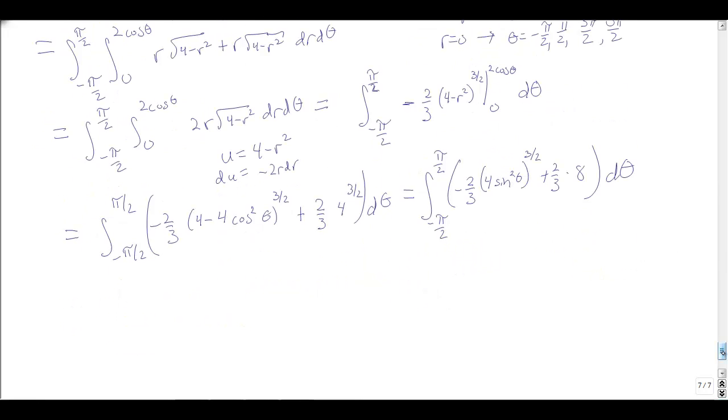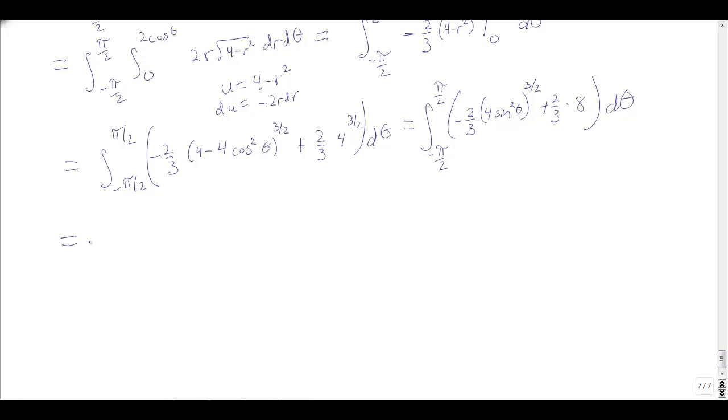d theta. And so we get, let's actually pull out the 2/3 here. We should have done that a while ago. Negative pi over 2 to pi over 2. Let's see, 4 sine squared theta. Square root is going to be 2 sine theta. I've got a little bit of an issue here. It should really be 2 sine absolute value of theta here, because sines can be negative here.